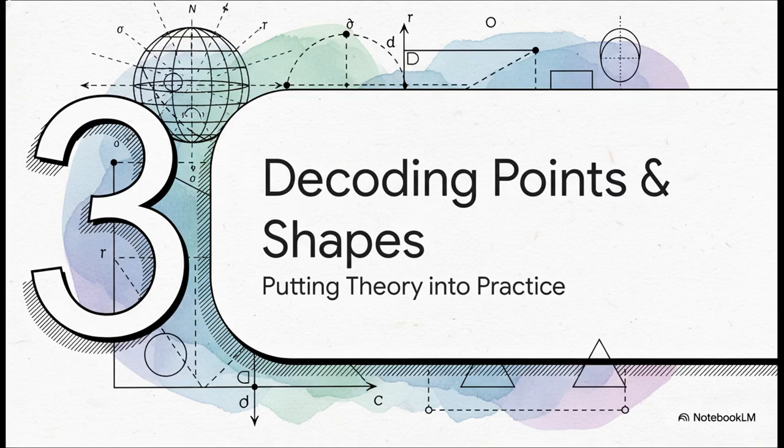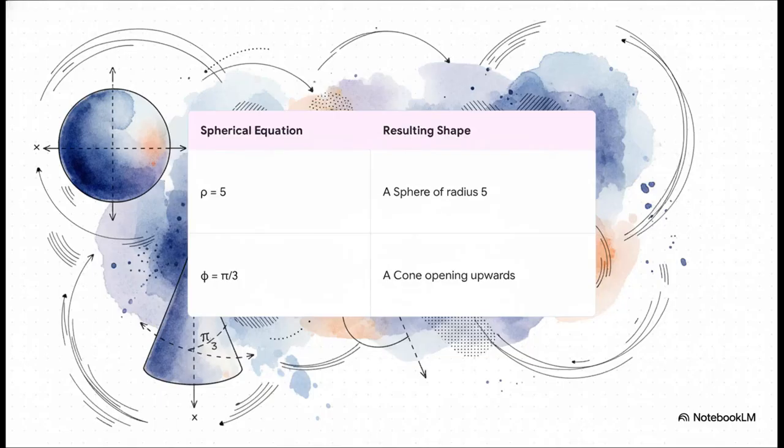Okay, so looking at a table of formulas is one thing, but to really get it, you have to see them in action. So for this next part, we're going to put this theory to the test. We'll start with some simple shapes and then work our way up to converting specific points and even whole equations. And right away, you can see just how powerful the system is.